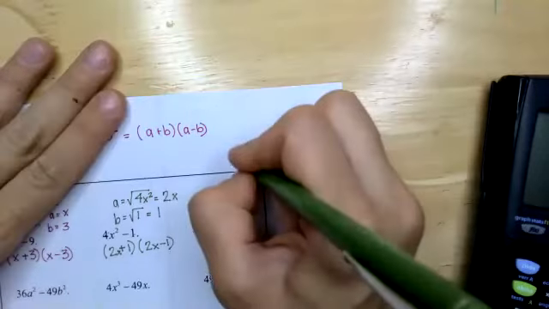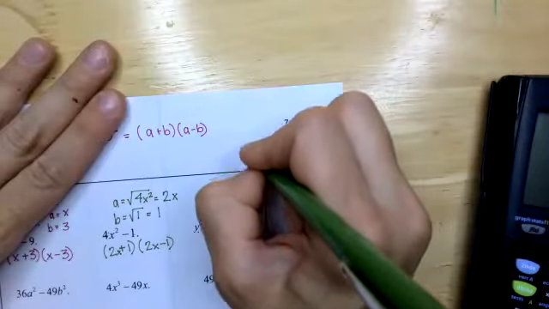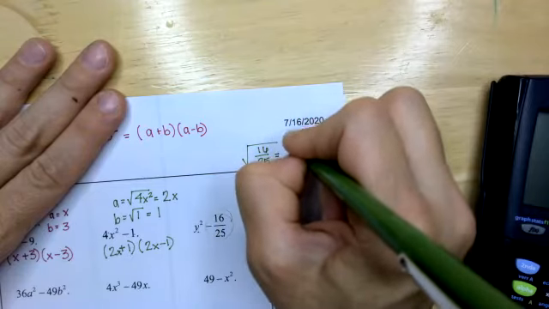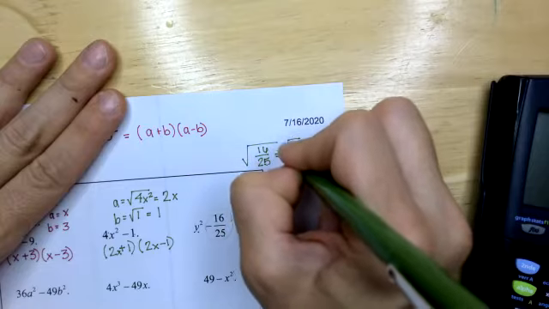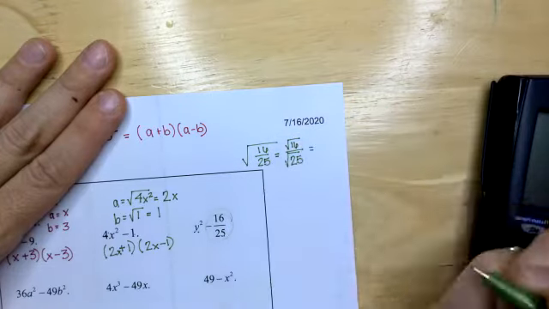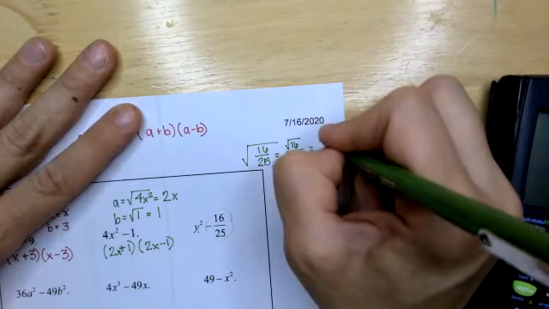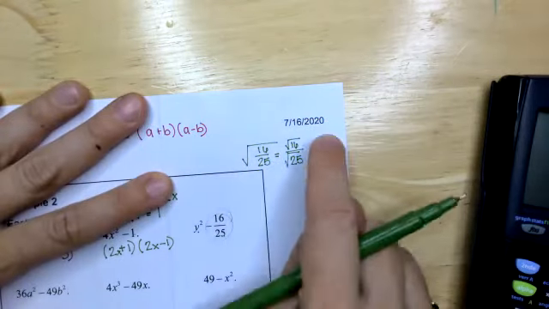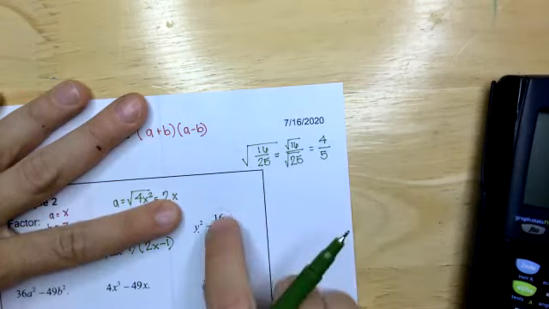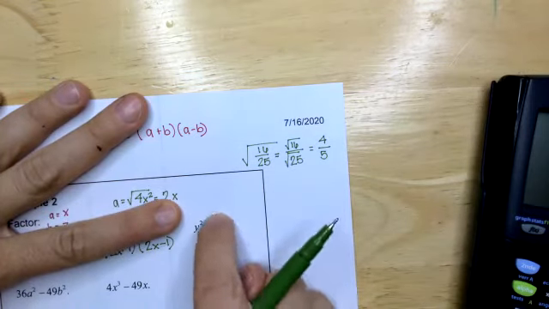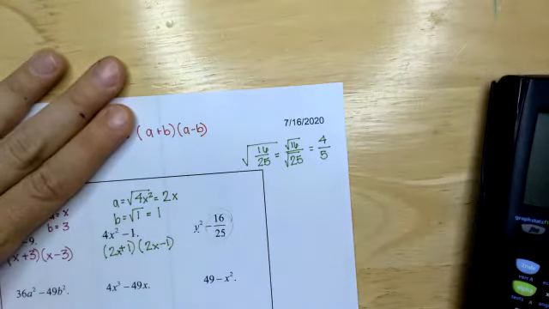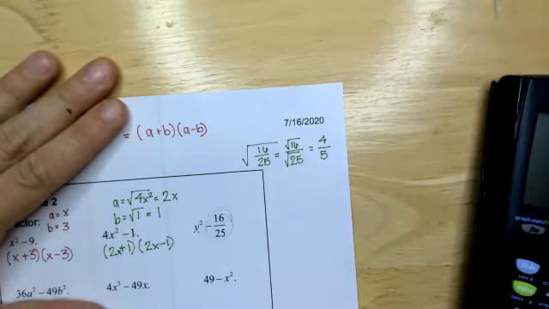So the square root of 16 over 25 is the square root of 16 over the square root of 25. If I can square root both of those independently, I get 4/5. So the square root of 16/25 is 4/5. As long as I can take the perfect square of the top and the bottom of the fraction, that's a perfect square as a fraction.